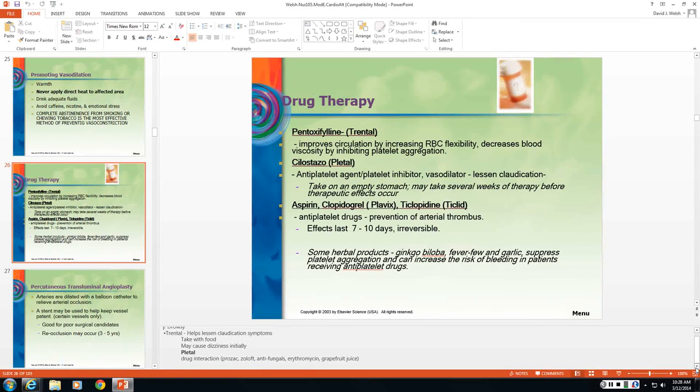You also are going to use aspirin, Plavix, any kind of antiplatelet drugs that prevents any kind of arterial thrombosis. Now, the effect lasts about 7 to 10 days, and it is irreversible. Now, some things you want to know about before you prescribe any of these medications. You want to make sure to know about any kind of herbal products they're on: ginkgo biloba, feverfew, garlic. These can suppress platelet aggregation and can increase the risk of bleeding in patients that are receiving any kind of antiplatelet drugs.